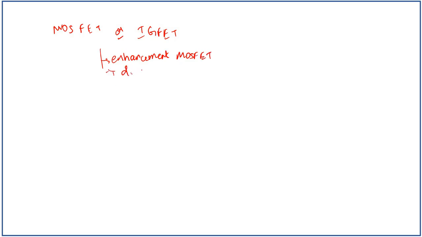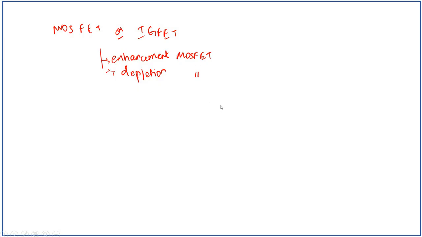MOSFET stands for Metal Oxide Semiconductor Field Effect Transistor, or IGFET, Insulated Gate Field Effect Transistor. It is classified as Enhancement MOSFET and Depletion MOSFET. By applying a transverse electric field across an insulator deposited on a semiconductor material, the thickness and therefore the resistance of a conducting channel of semiconductor material can be controlled.